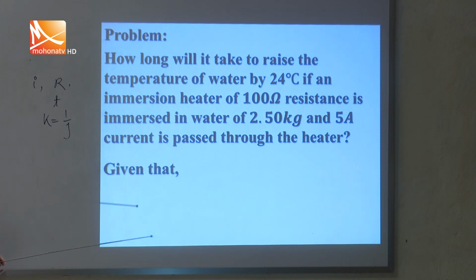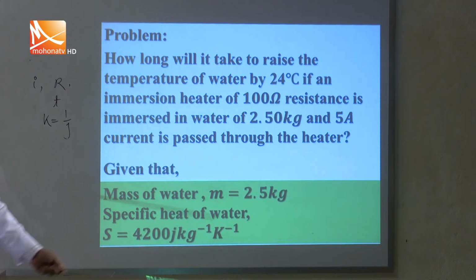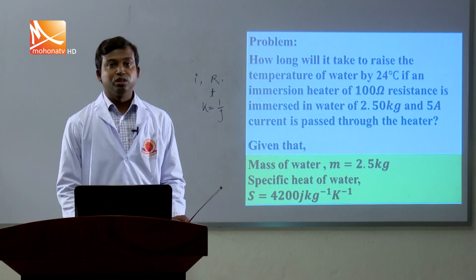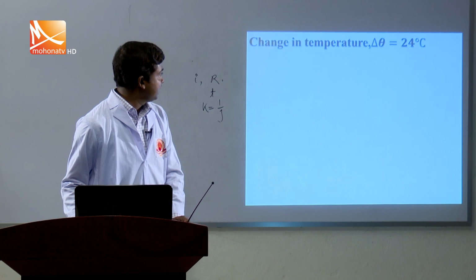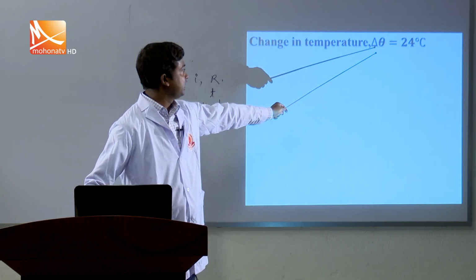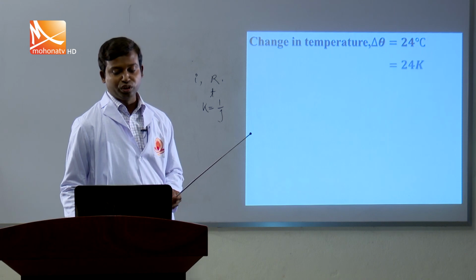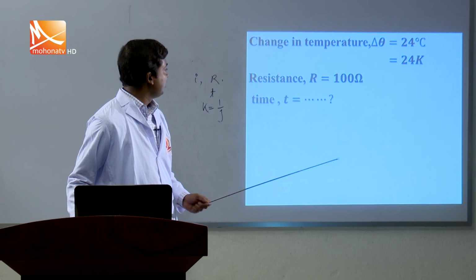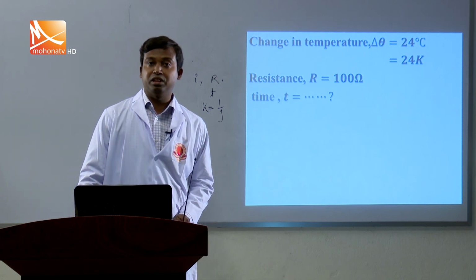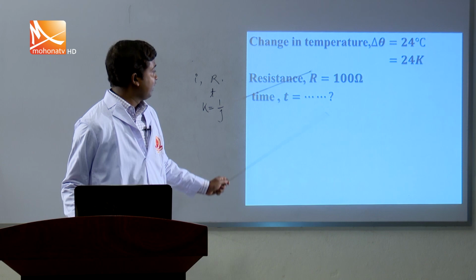Now, simply given that the mass of the water is m equals 2.5 kg, the specific heat is 4200 joule per kg Kelvin. You have to bear in mind, sometimes it is not mentioned in the question, so you have to keep it in memory. Next, the increase in temperature, del theta, is 24 degrees Celsius, that means 24 Kelvin, and the resistance R equals 100 ohm, and you have to calculate how long the immersion heater runs. Now, you have to calculate T.